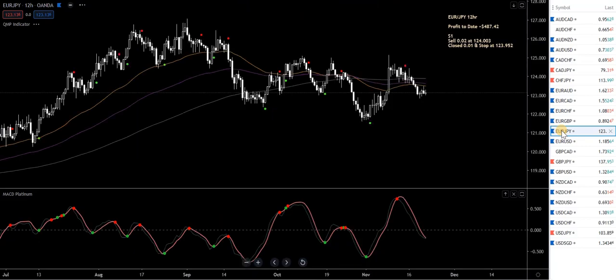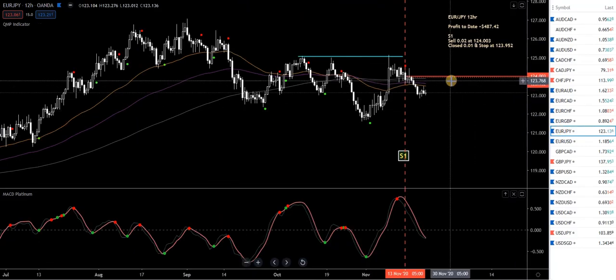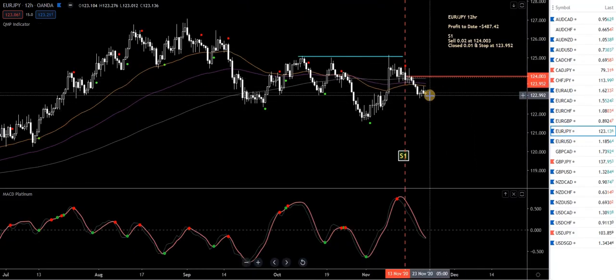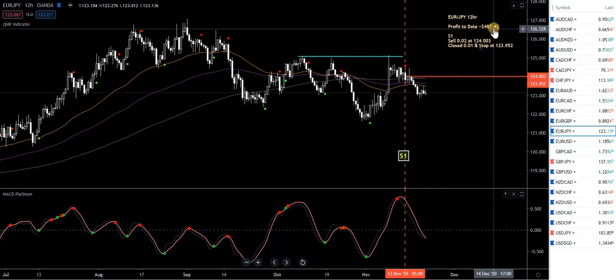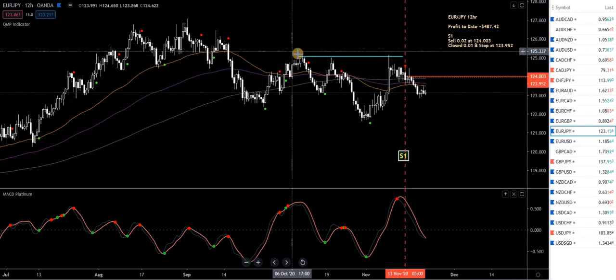Euro yen. In a sell trade, stop and place, locking profit, already taken some profit. Not a bad pair to trade, nice smooth moves on the 12-hour charts.